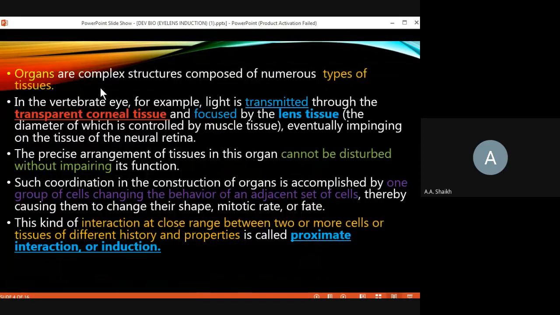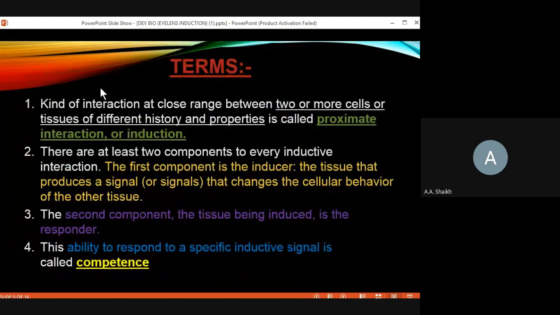Moving forward, we have to discuss some terms related to eye lens induction: what the terms are, what the features are, and the specific things involved. The most important thing to study here is to understand three important terminologies. To completely understand eye lens induction, it is very important to understand these three terminologies. Now, what are these terminologies?